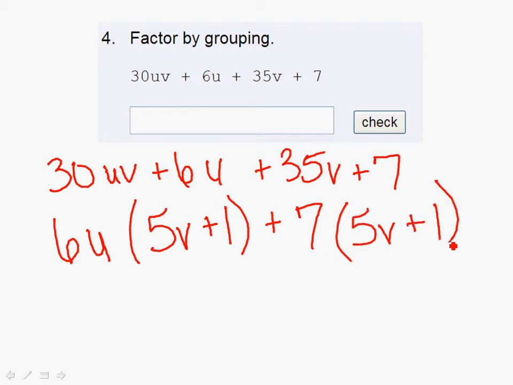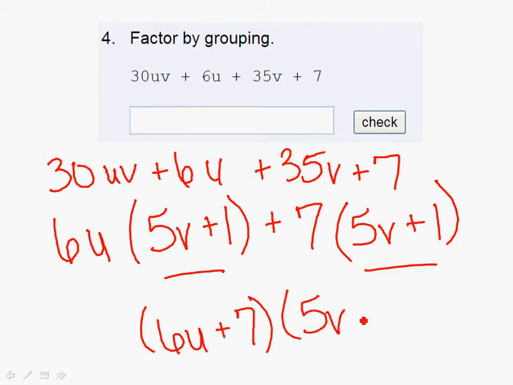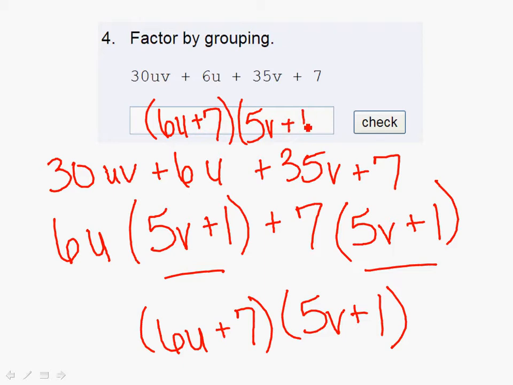Okay, I have the same factor here and here. So my factors are 6u plus 7 and 5v plus 1. Again, to double check myself, I could FOIL these two factors, and my answer should be the same as the original question.